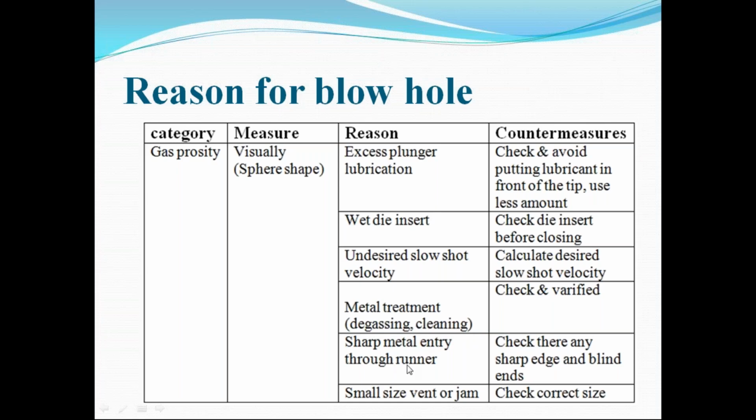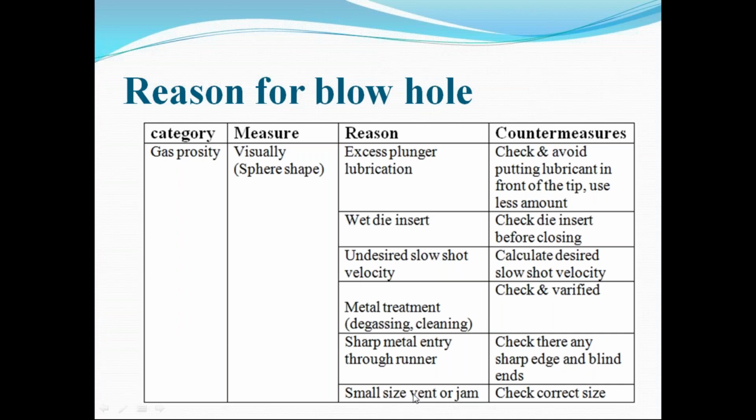Sharp metal entry through the runner. Sometimes you can find the runner shape has some blind edges or sharp corners. Where there is a sharp corner or blind point, at the time of flowing of the liquid material there is a possibility of development of turbulence. It's not acceptable. So that's why we generally avoid sharp corners or blind edges at all times. So check for any sharp edges and blind ends.